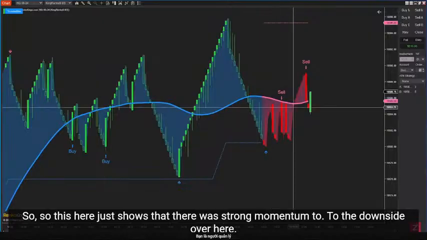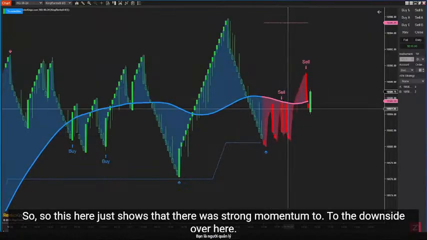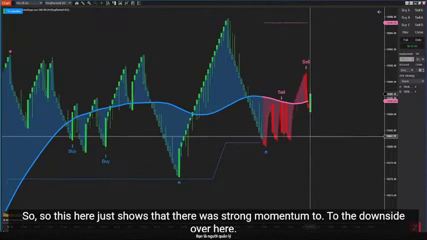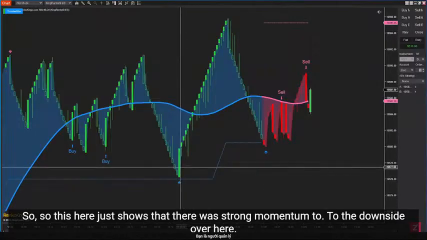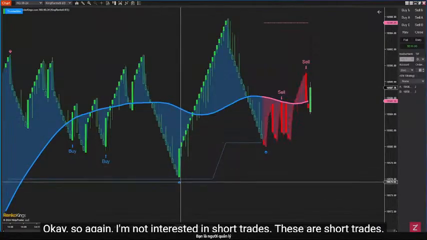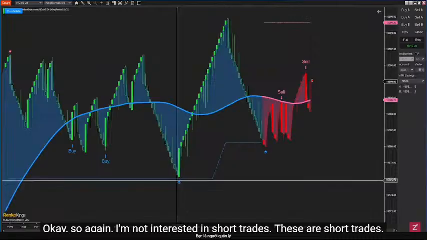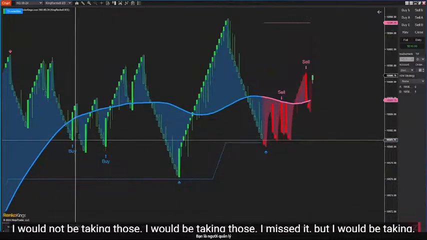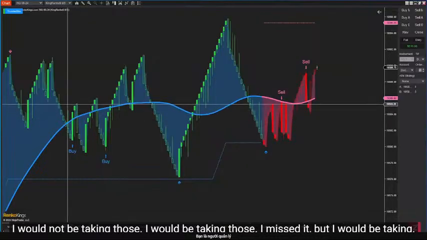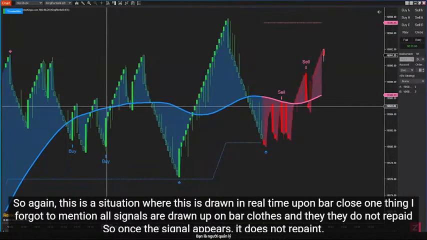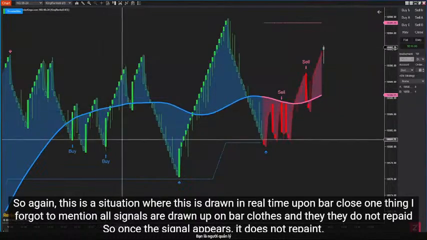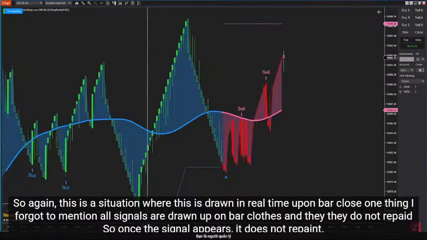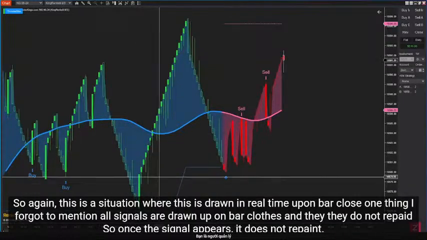Okay, so again, I'm not interested in short trades. These are short trades. I would not be taking those. I would be taking those. I missed it, but I would be taking. So again, this is a situation where now this is drawn in real time upon bar close. One thing I forgot to mention: all signals are drawn upon bar close, and they do not repaint. So once a signal appears, it does not repaint. Okay. And they're drawn in real time on bar close.